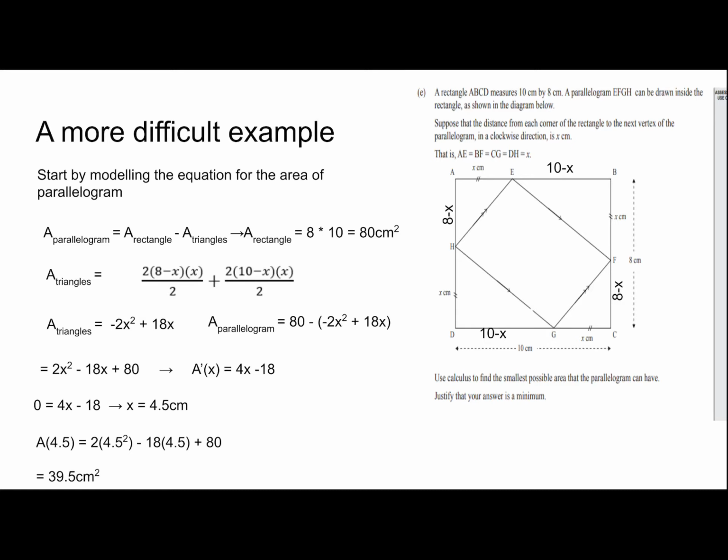And our final step is to justify that the answer is a minimum. Once again, justify means second derivative test. So in this case, A double dash of x equals 4. 4 is a positive number, so this is a minimum turning point. And by doing all of this, you'll get your excellence grades there.